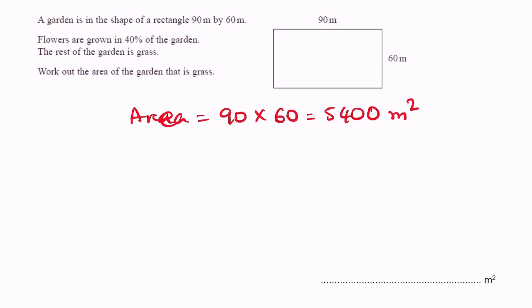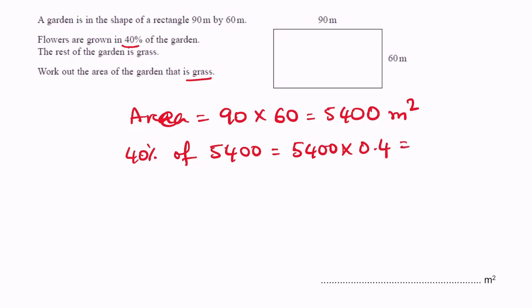Flowers are grown in 40% of the garden. The rest of the garden is grass. Work out the area of the garden that is grass. So 40% of the garden has flowers grown in it. So 40% of 5,400. I can use a multiplier. We can do it 2 different ways. So that would be 5,400 times the multiplier 0.4, and that gives us 2,160 meters squared.